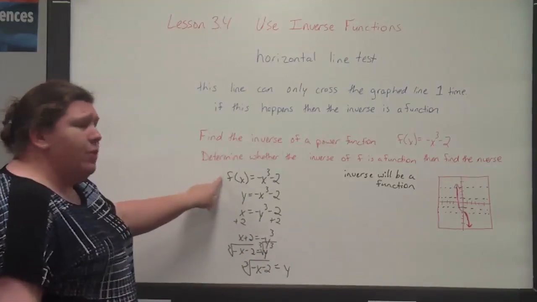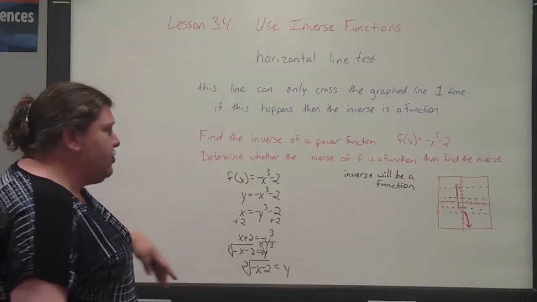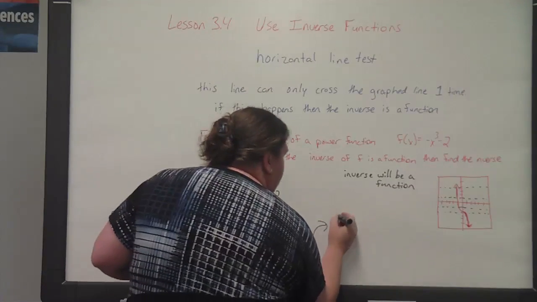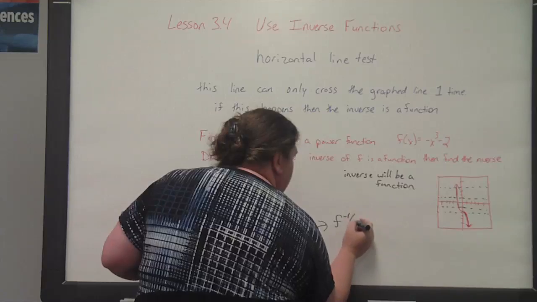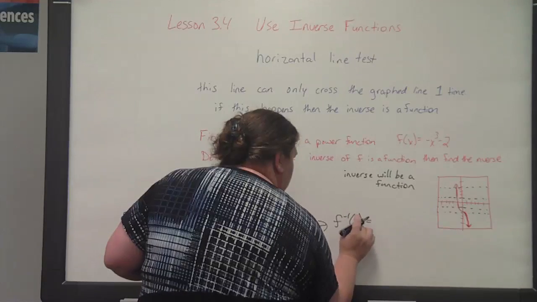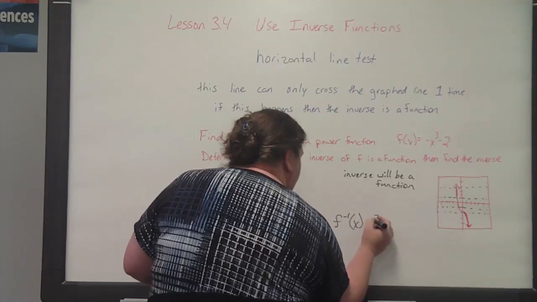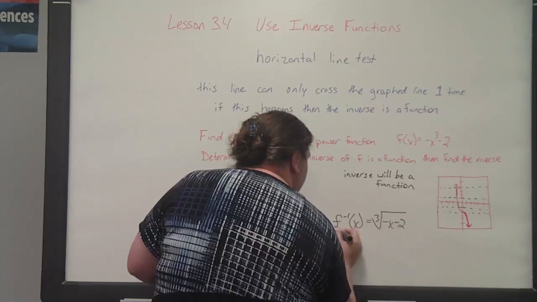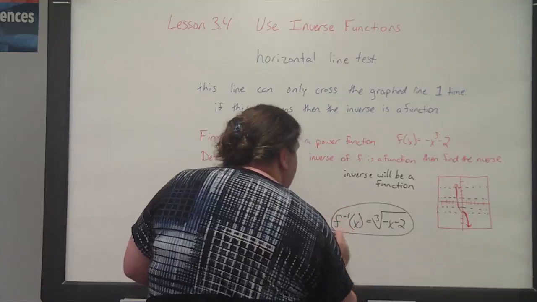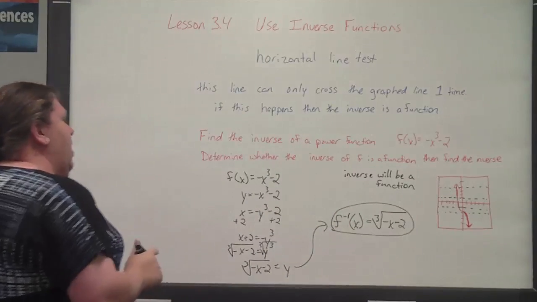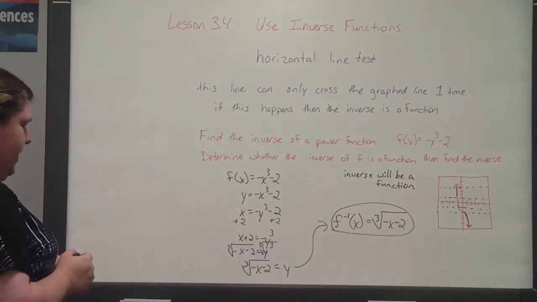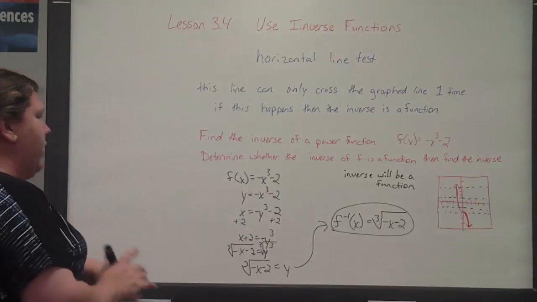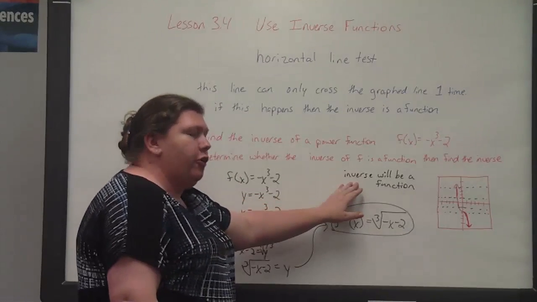But we started with f of x. And so what we can do is say that f inverse of x equals the cube root of a negative x minus 2. And there is the inverse of f of x equals a negative x cubed minus 2. And keep in mind, we found that the inverse will be a function.